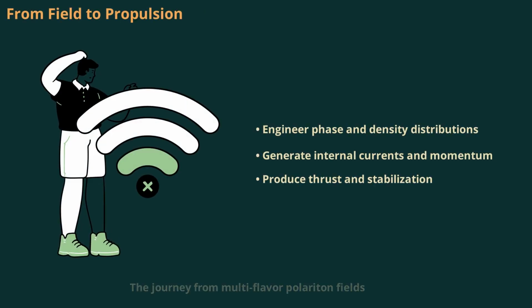The journey from multi-flavor polariton fields to actual propulsion involves several key steps. First, the fields are engineered to create specific phase and density distributions. These, in turn, generate internal currents and momentum densities. By channeling these flows within the hull, the system can produce net thrust or stabilize the craft against external disturbances. This seamless integration of quantum field theory and engineering is what sets the lenticular flying saucer apart.